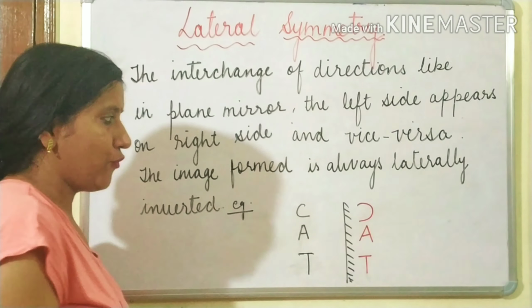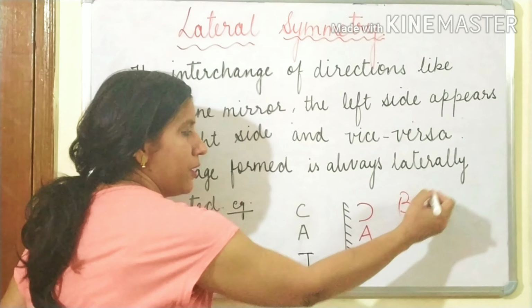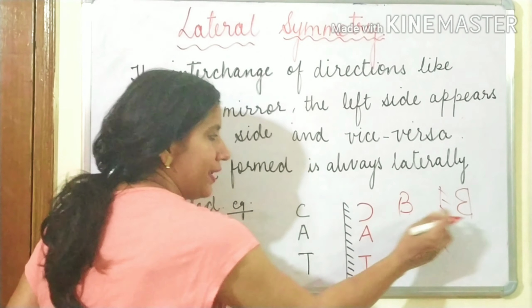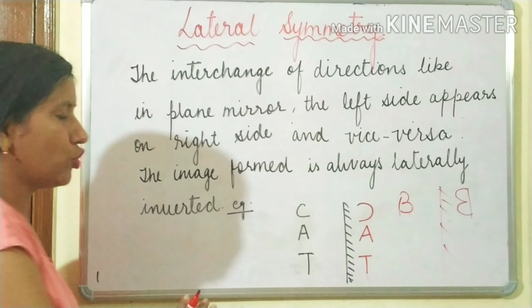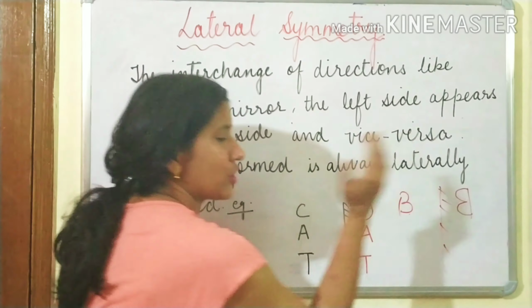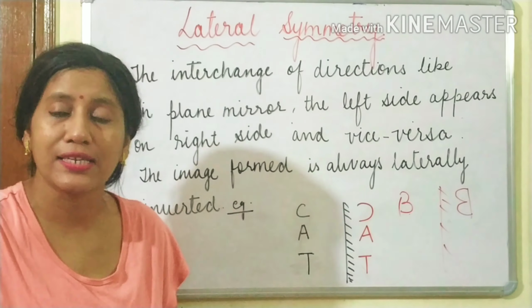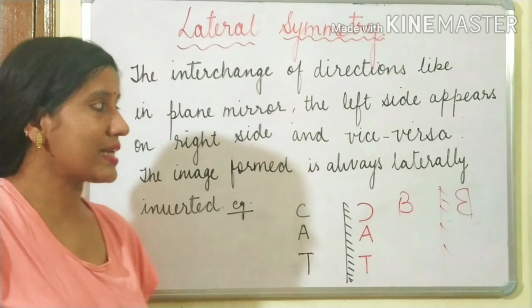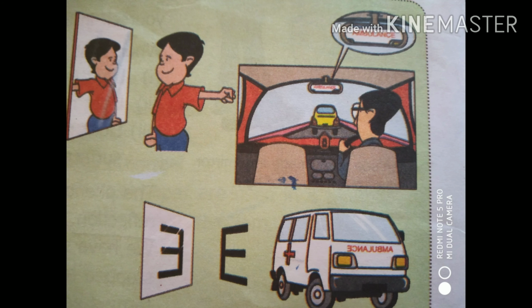फाइन. जैसे for example take example of B. अगर आप B को मिरर में देखेंगे तो क्या होगा, B will be like this. ठीक है. तो आप B को अगर ऐसे टर्न करोगे तो एग्जैक्टली इसके ऊपर आ जाएगा. That is known as laterally inverted and lateral symmetry. The best example is your plane mirror. So here are some best examples of lateral symmetry.